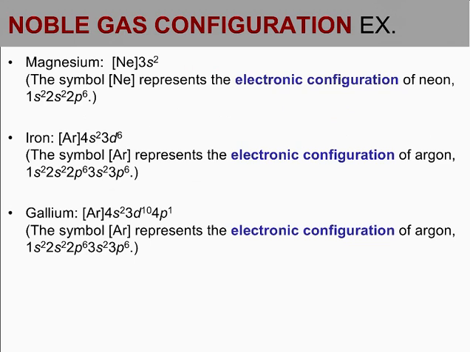And again, the reason we use noble gases for these abbreviations is because they do completely fill in their particular set of orbitals. So it's just kind of a handy way to abbreviate electron configurations. All right, so we're going to stop there. This was a bit of a longer video, and I will see you in the next video.